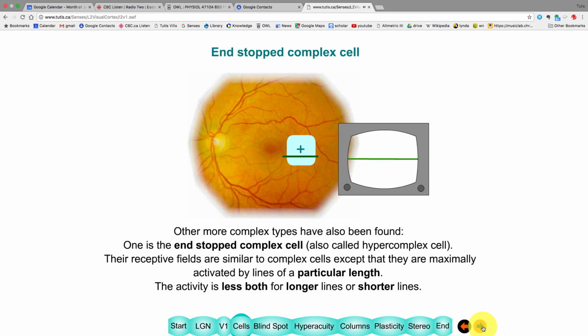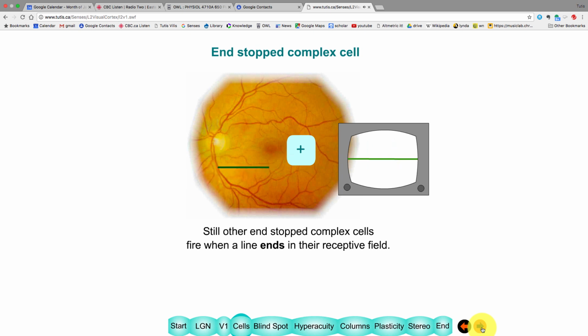Now, complex cells sometimes get more complex. So this one here, you notice it fires a little bit here, a lot here. So this complex cell fires best for a line of a particular length, the length of its receptive field, not longer, not shorter. This one here is yet a different one. It fires whenever a line ends in its receptive field. So nothing there, and fires there.